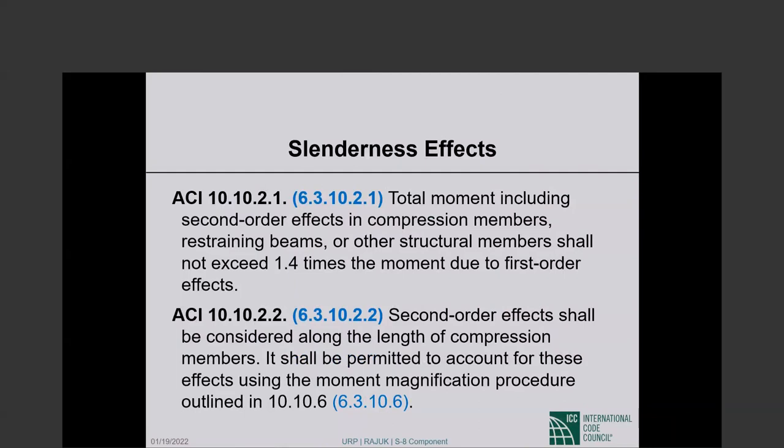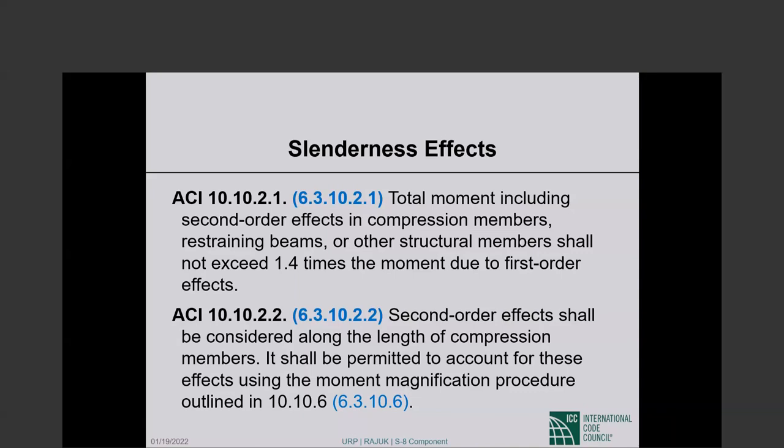Total moment, including second order effects in compression members, restraining beams, other structural members, shall not exceed 1.4 times the moment due to first order effects. Okay, so total moment, including slenderness, cannot exceed 1.4 times the first order moments. That is a pretty important upper bound that has been agreed to by the committee.